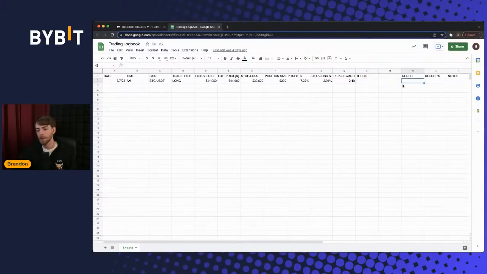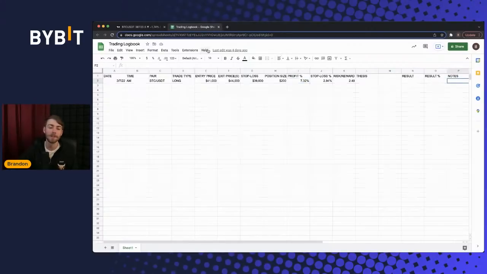Finally, you have your results. So here I would either put success or failure, or basically if it hits your sell target or your stop loss. Although your trade hitting your stop loss, you don't necessarily have to count that as a failure. You can count it as a lesson. And as long as you were setting proper stop losses with good risk reward ratios, it's not a failure in the long term. Your result percentage, so you can either put positive 7.32 or negative 2.94, depending on how the trade goes. And finally, some quick notes as to how you felt about the trade.